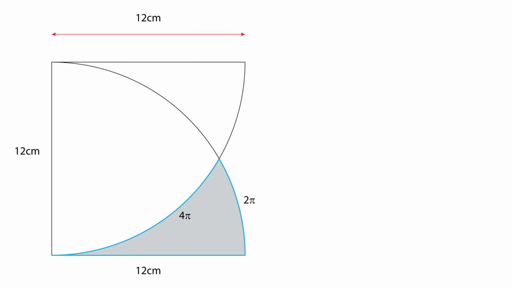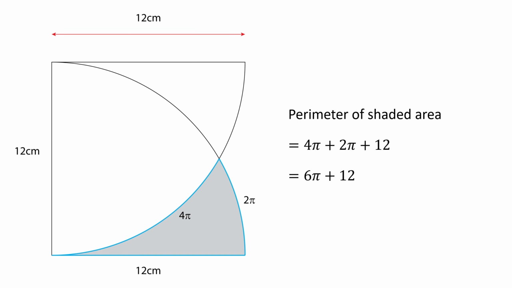We now know the length of the three sides of the shaded area, and therefore the perimeter of the shaded area would be equal to 4 pi plus 2 pi plus 12 cm, and this will give us 6 pi plus 12.